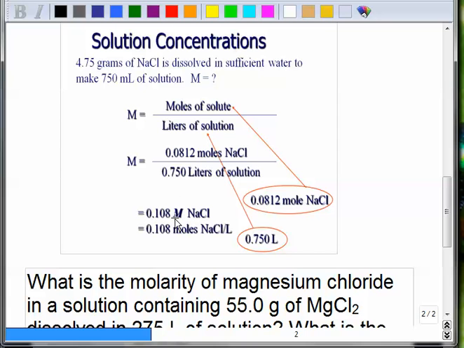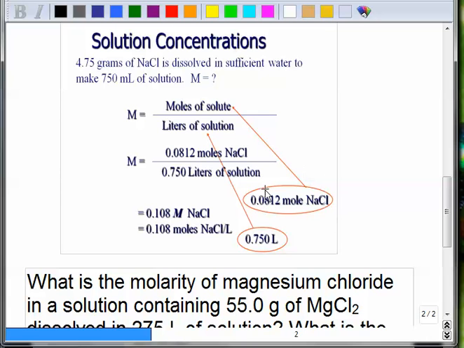This capital M again represents molarity, or moles per liter. So for every 1 liter of sodium chloride solution, we have 0.108 moles. If we have 2 liters, we have 0.216 moles, etc.